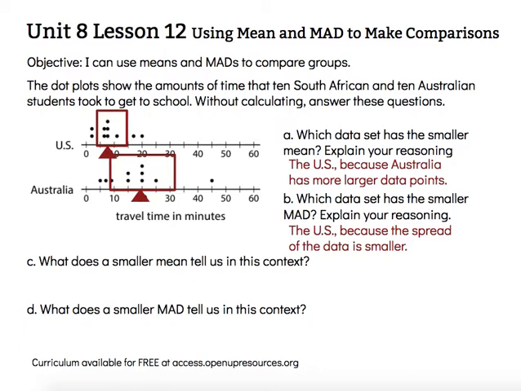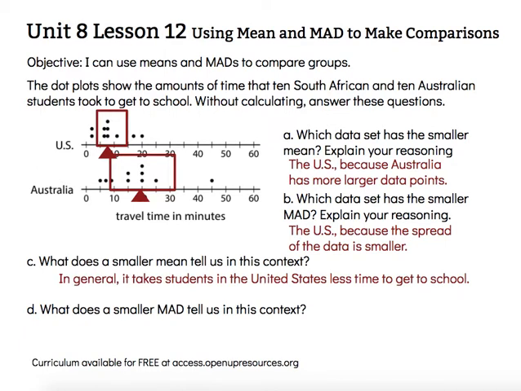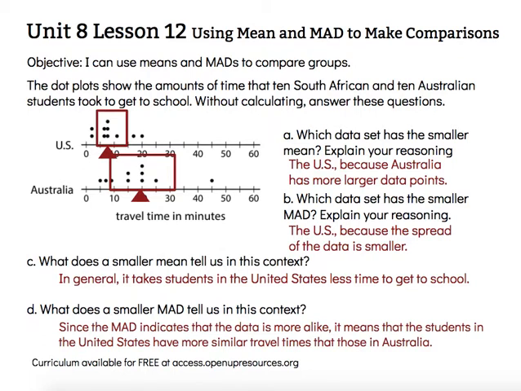Letter C, what does a smaller mean tell us in this context? Well, I already addressed that a little bit with letter A, but what that means is that it takes students less time overall in the United States, at least from this sample, to get to school than it does the students in Australia from that sample of 10. Letter D, what does a smaller MAD tell us in this context? Well, again, it tells us that the data is less spread out in the United States, and so it indicates that the data is more alike, which means that the students in the United States have more similar travel times in this population that we looked at than the students in Australia.